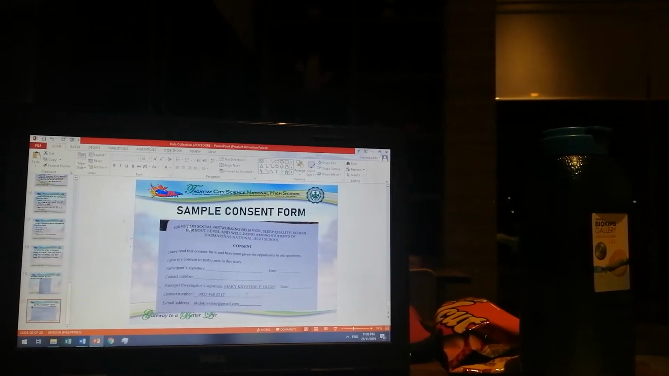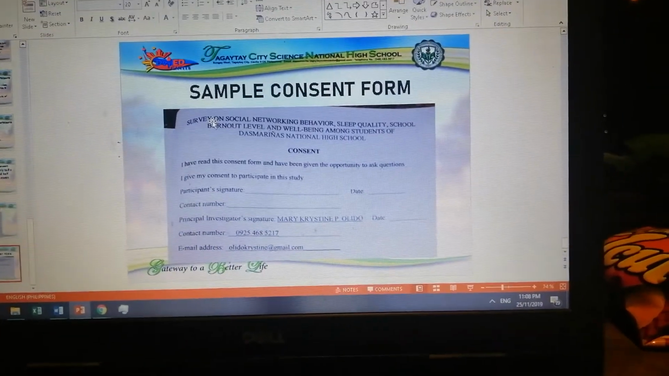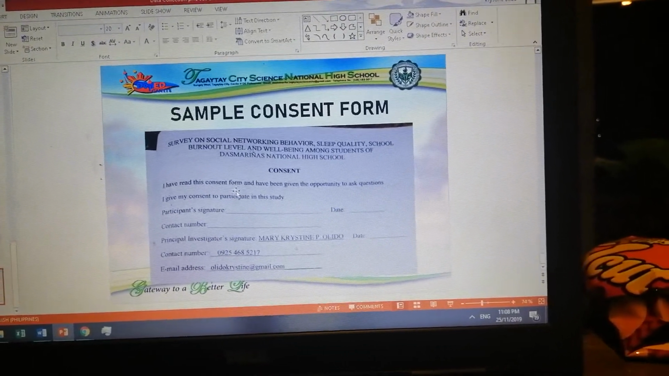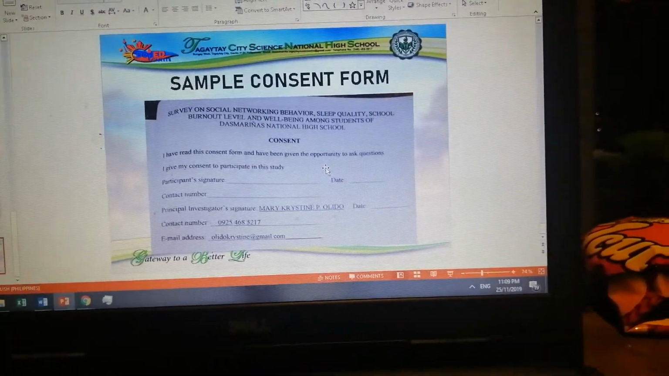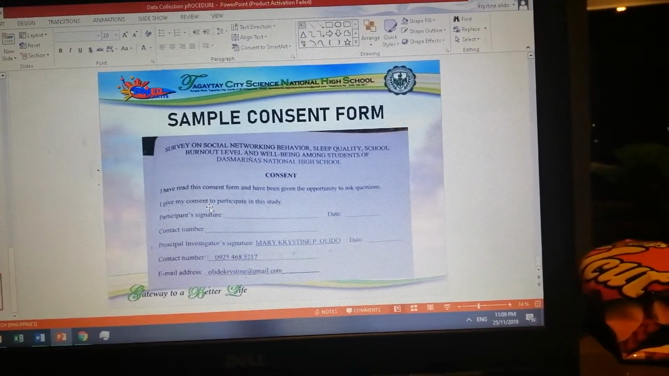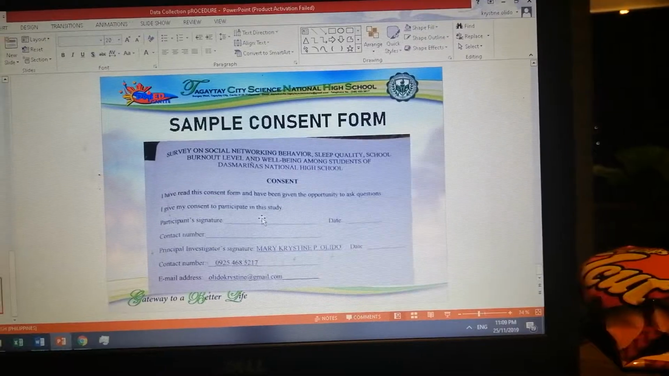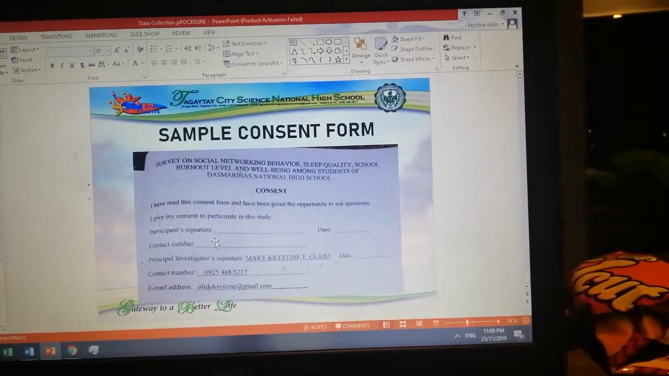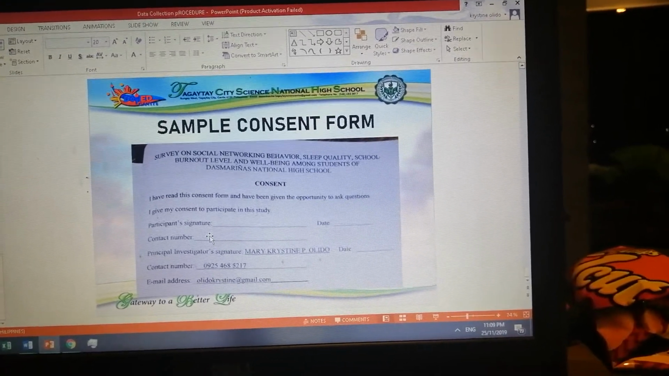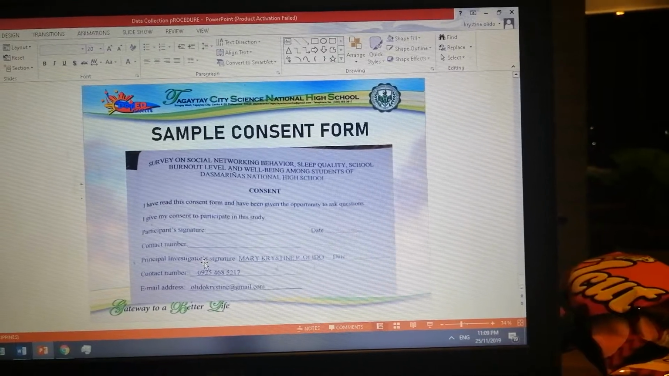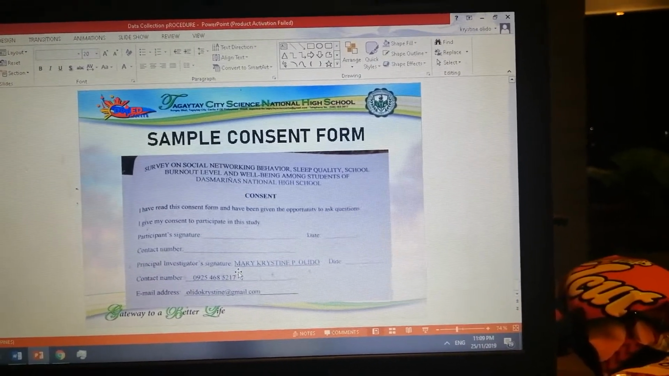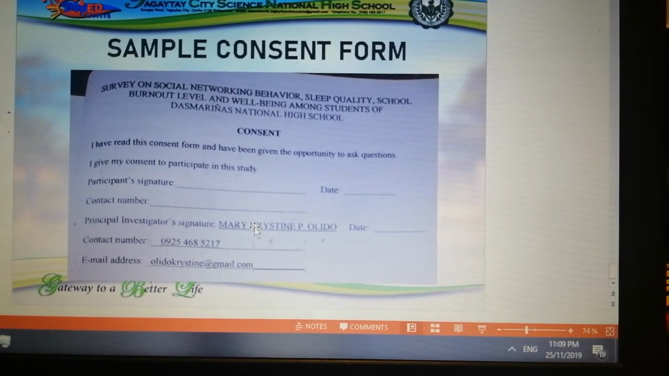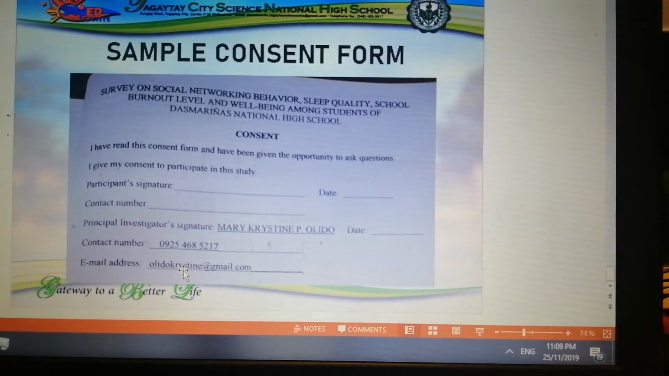So for example, in this part, I have indicated the title of the research, then consent. I have read this consent form and have been given the opportunity to ask questions. I give my consent to participate in this study, and they have to include their signature and date. Their contact number as well, but this is optional. Then you have to write the principal investigator's name and signature. This should be your group leader, and their contact number and email address.